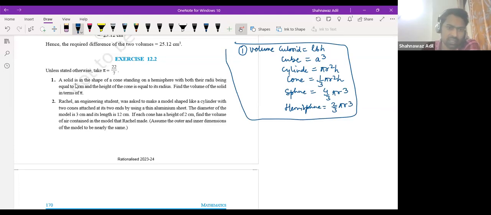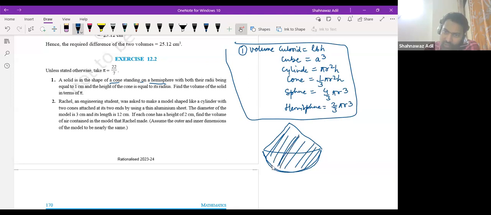So a solid is in the shape of a cone standing on a hemisphere. So we have a cone and a hemisphere. First we make a hemisphere, and on this hemisphere you have a standing cone. So the total volume is this. They have given that both radii are equal to 1 centimeter, so r is 1 centimeter, and the height of the cone is equal to its radius, so h is also 1 centimeter. So the volume would be cone plus hemisphere, right, guys?